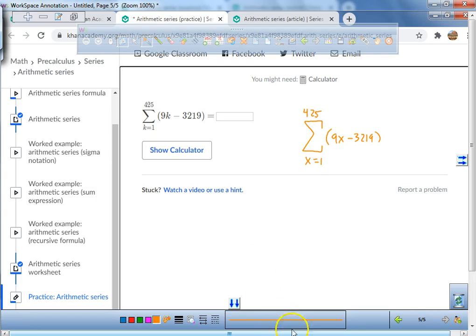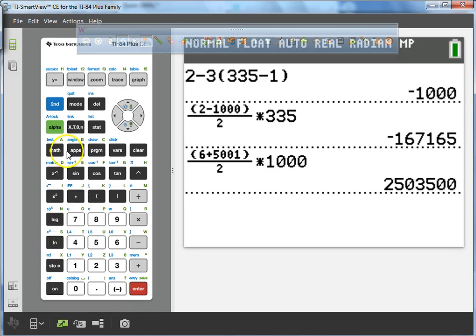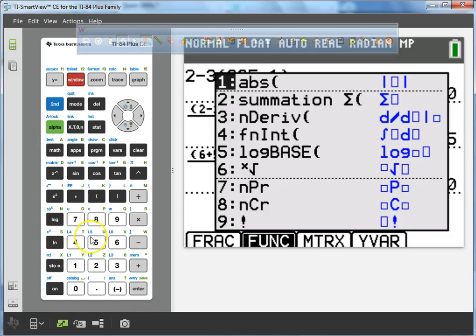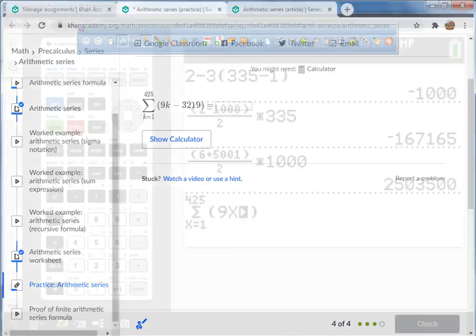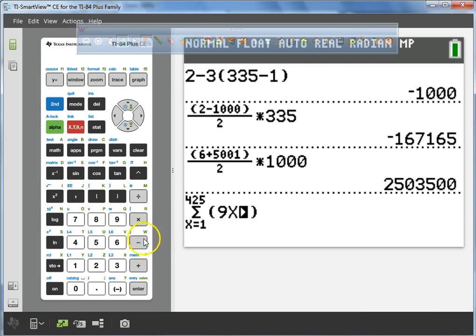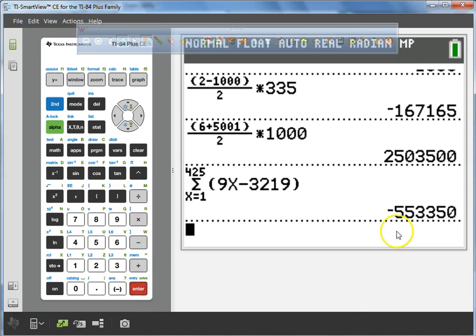So I've got to use summation notation. How do you do that? You go alpha window, number 2. I'm going to put X, put a 1, put 425 right here, and here I'm going to put 9X, and then what was it? Hold on, minus 3,219. Press enter, and I get negative 553,350. So I'm going to type that in carefully.